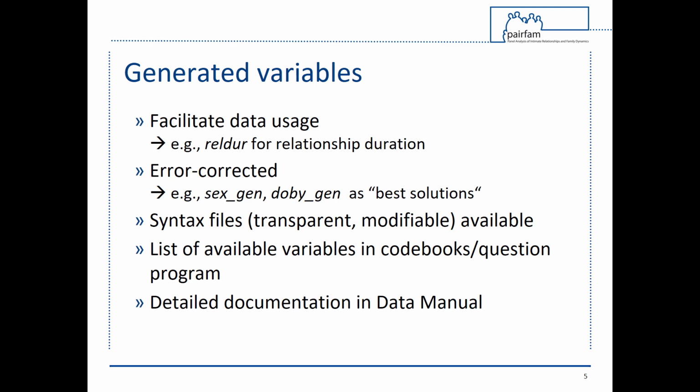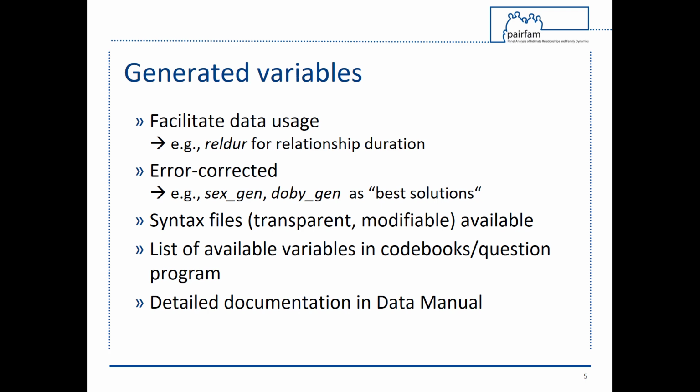Gender, birth year, and birth month of anchor and altery respondents are recognizable by the suffix -gen and are best solutions over all waves. The original information of each wave is stored in the variables original-sex and original-doby.